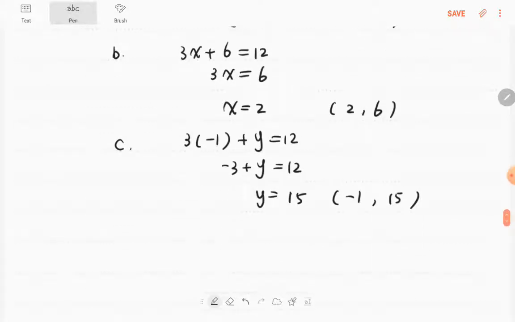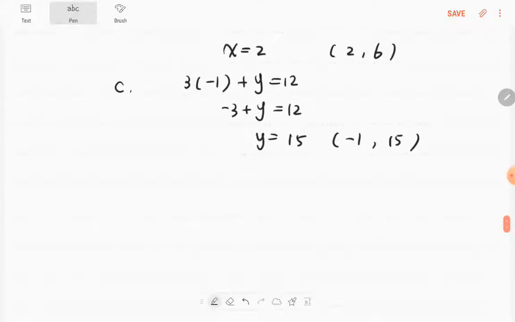So this is how we complete each pair. If we know the first value, which means we know the x value, then we replace x with that value, then solve for y. If we know the second value, which means we know the y value, we use that value to replace y, then solve for x. So that's the objective. Okay, we check another kind of example.